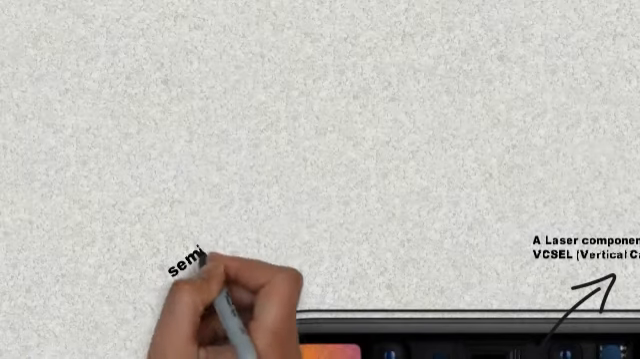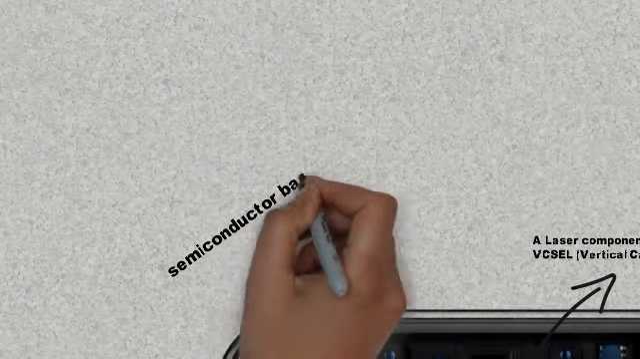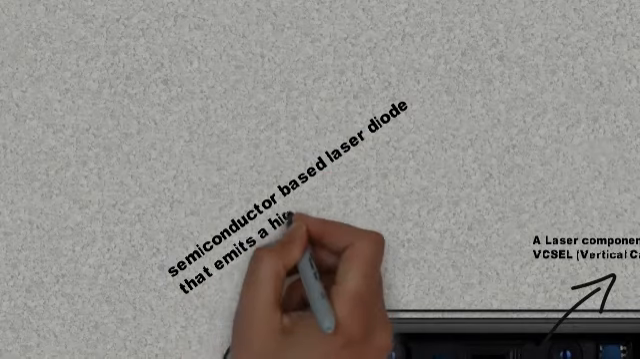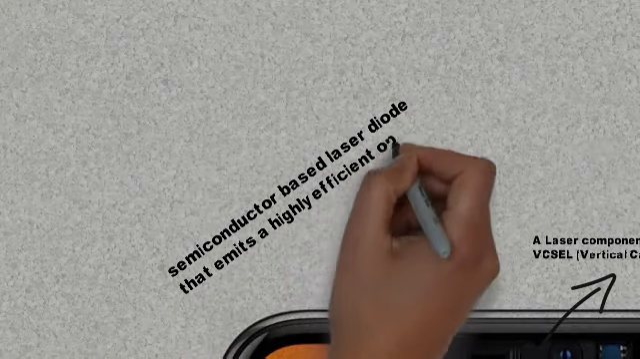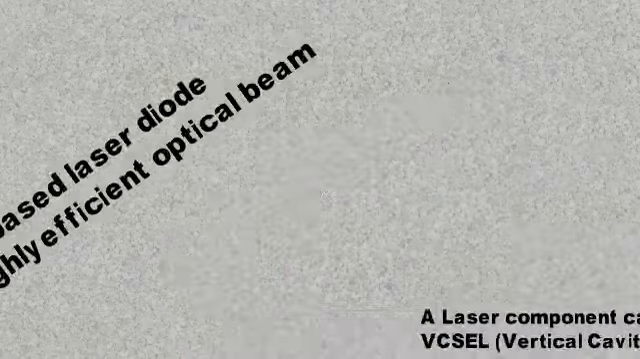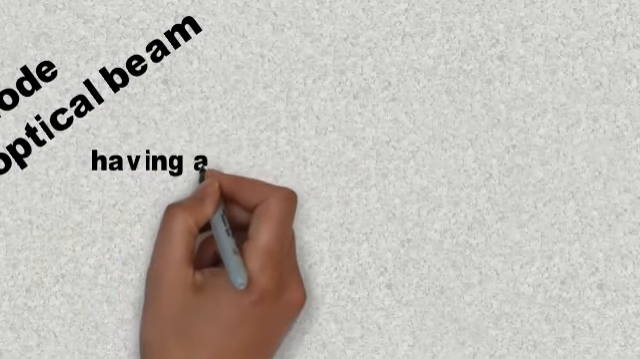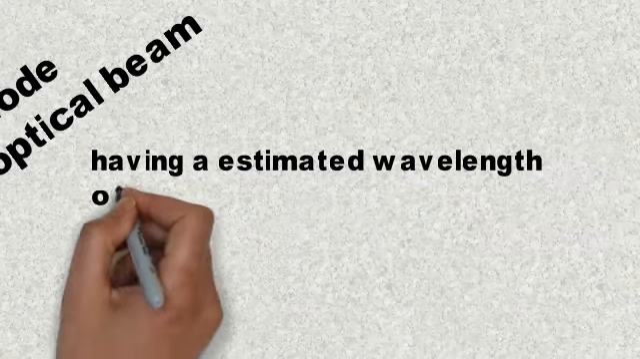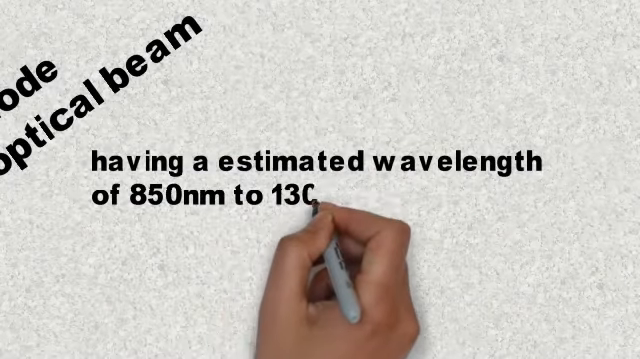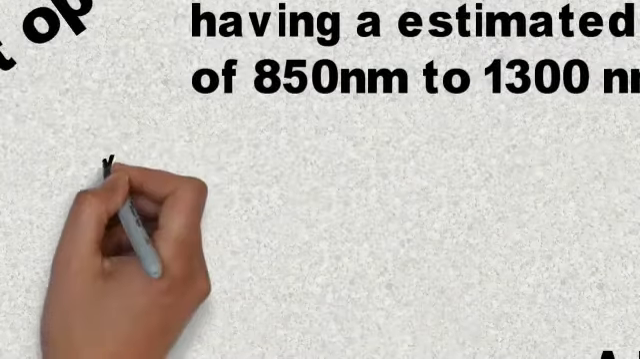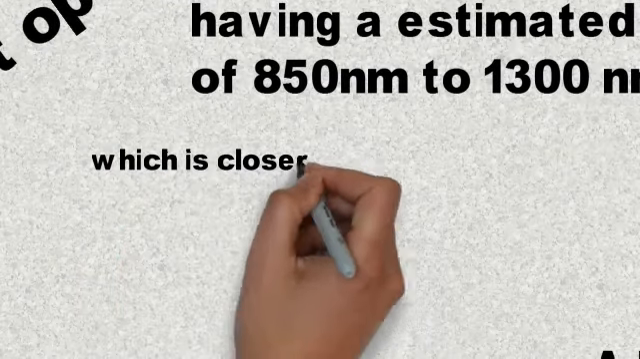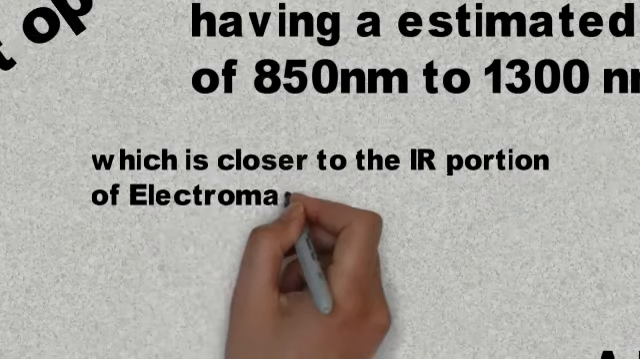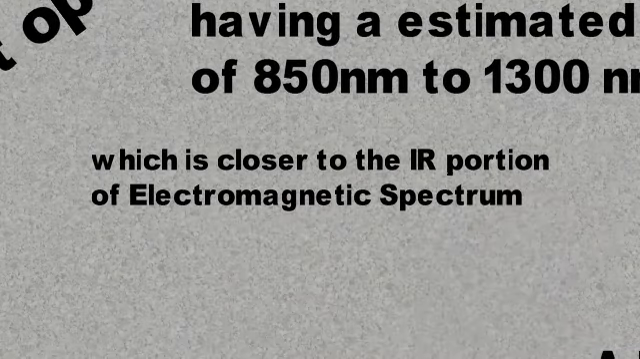Now, what is this? It is a semiconductor based diode product which is capable of creating a very high intensity IR beam, which is not visible to our normal eyes, but its wavelength is really close to the IR spectrum, around 850 nanometer to 1300 nanometer, which lies in the infrared range of the electromagnetic spectrum.